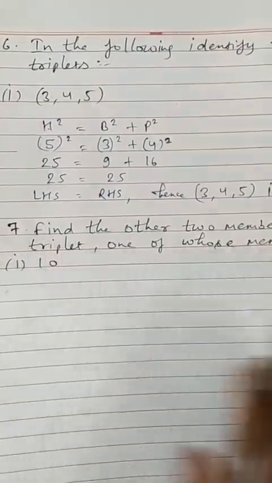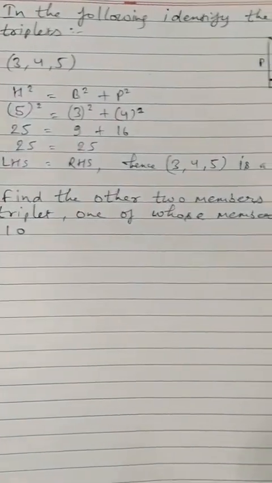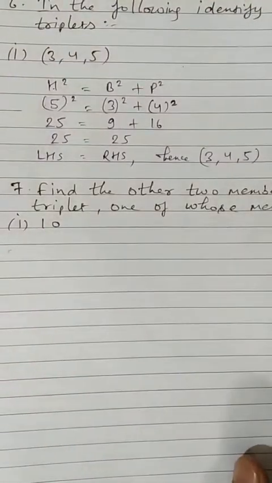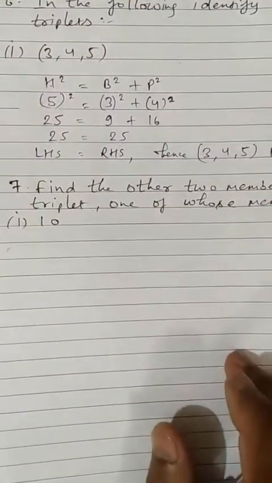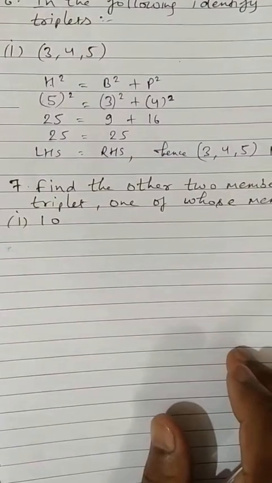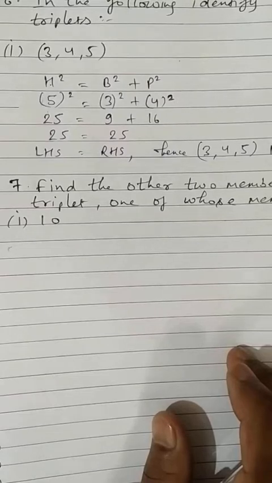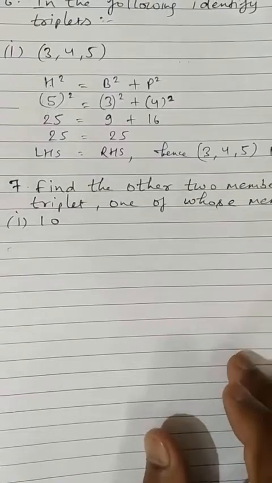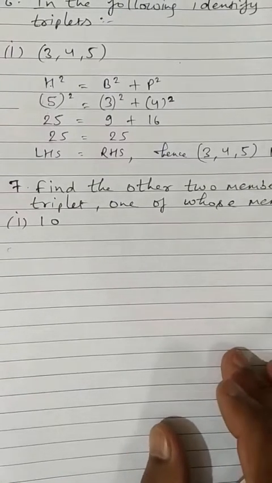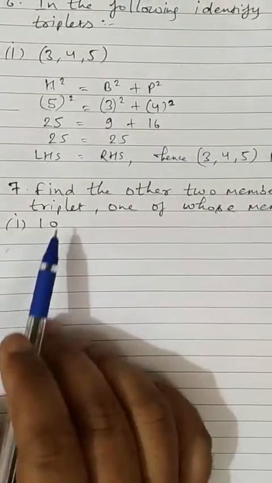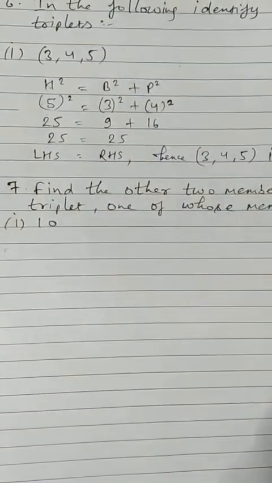Next is: find the other two members of the Pythagorean triplet, one of whose members is given as 10. Okay. So students, there are 3 members in a Pythagorean triplet. First member is 2m, second member is m square plus 1, and third member is m square minus 1. So always the given number is taken as 2m.